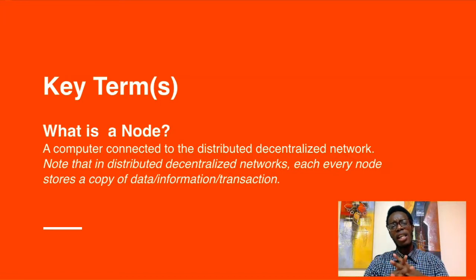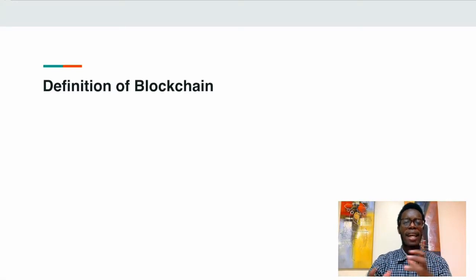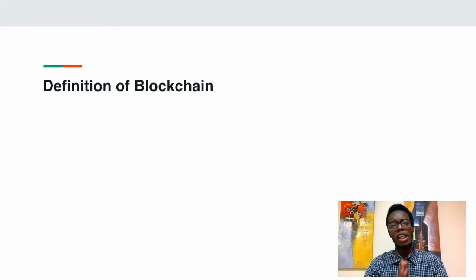However, note that in a distributed decentralized network, each and every node stores a copy of data or information or transactional records, as we discussed in the previous lecture. Now, let's get to defining what blockchain is.